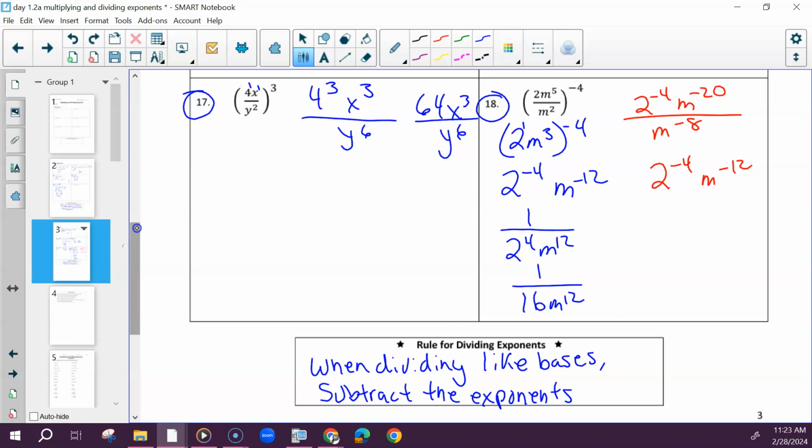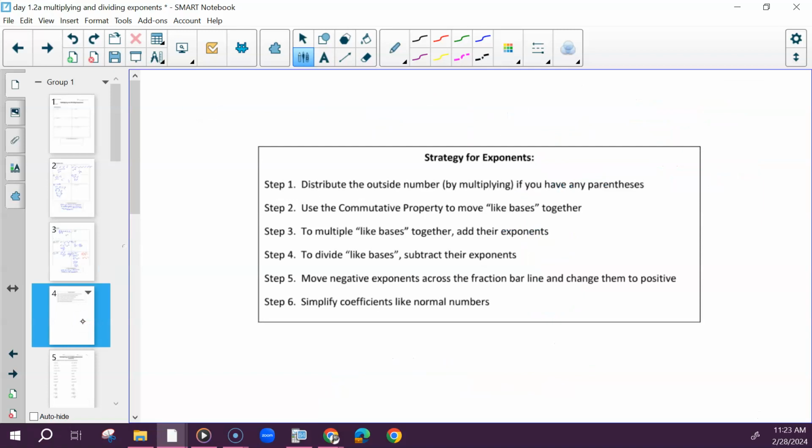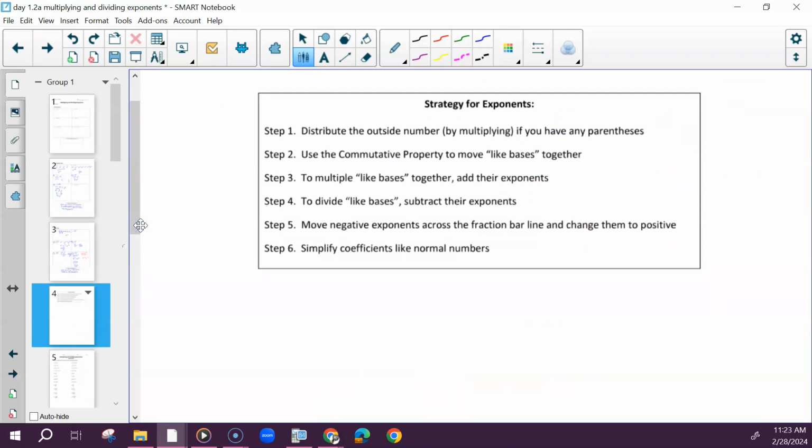Okay. Go on to the next page. We're going to review all of your rules really quickly before you have some time to practice. So if you get stuck, you can refer back to this. It's a good way to help you strategize what to do next.